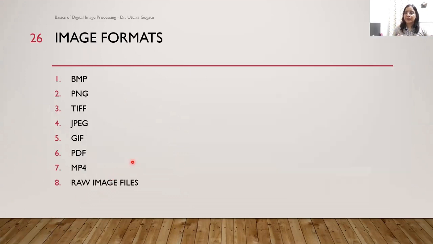So this was regarding the image types, and now we are going to discuss the image formats. The image formats are used to store the image. What is image type? They are the types of image, whether it is black and white, color, grayscale, and so on. And what is image format? Whatever image we have captured, in what format we are storing it. It is based on the extension like BMP, PNG, GIF, JPEG, and so on. Let's discuss these types one by one.